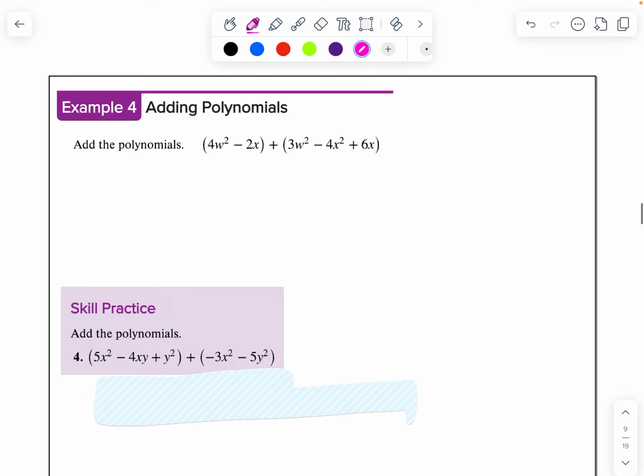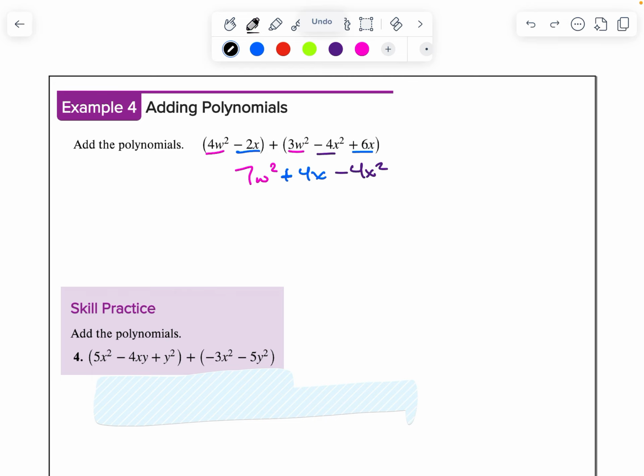Here's a couple more problems. -4w squared plus 3w squared makes -w squared... I have an item with an x, an item with an x. That makes 4 of those x's. -2 plus 6 makes 4. And that has nothing to combine with. And so that is going to be my answer.